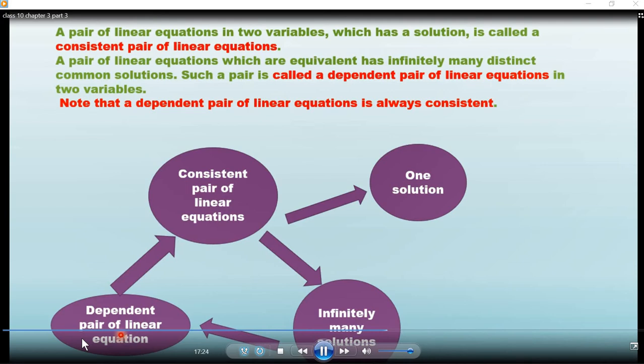Why dependent? Because both lie on each other. So they are dependent on each other. And those dependent pairs of linear equations are definitely consistent because they started from consistent. We divided them into two parts, one solution and infinitely many solutions. One solution is not dependent, but infinitely many solutions is definitely dependent.